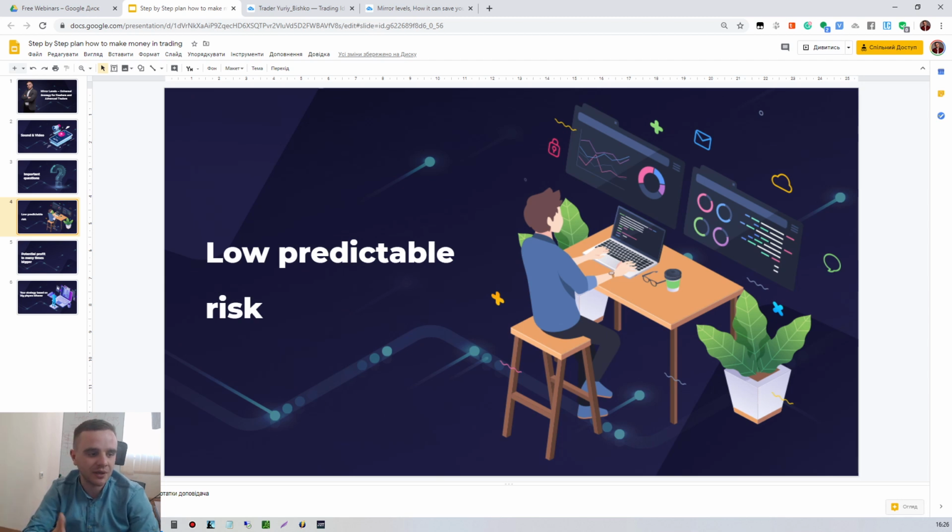That's why when I explain some type of key levels, I always start with low predictable risk. Just imagine, when you risk, for example, 100 USD, and potentially you can get 500 USD. That means even with 25% profitable entries, you will make money. That's why it's important to have low predictable risk.